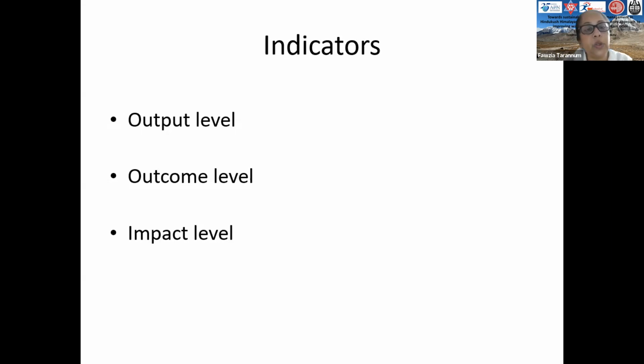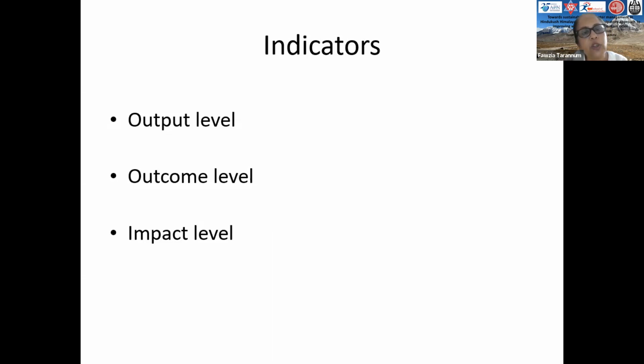Outcome level indicators could also be the number of hours that women used to spend, or men used to spend, or whosoever used to spend collecting water. That could also be your outcome level indicator. So outcome level indicators, all these things that we're talking about.